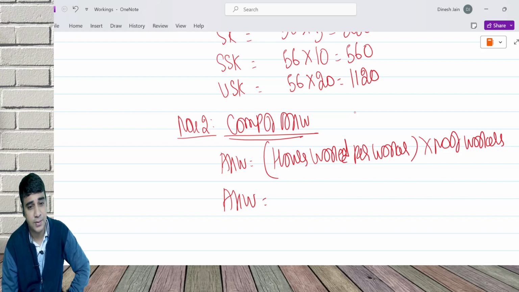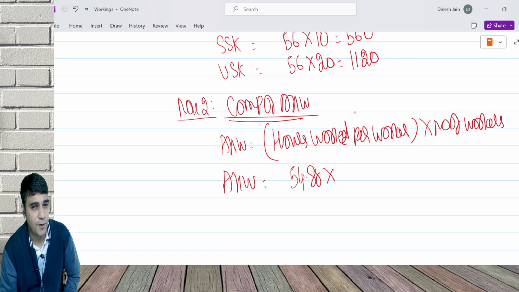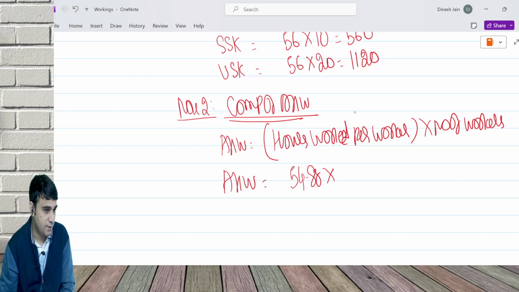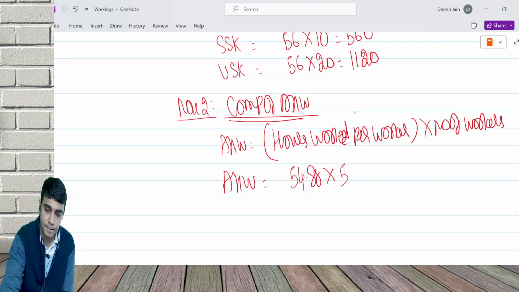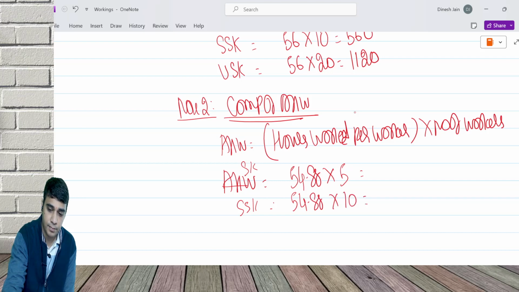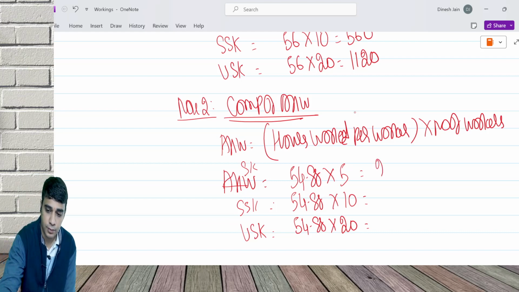How much is the idle time they mentioned? 56 minus 2% is how much? 54.88. It is possible that you work for 54.88, but payment for a random number like that is difficult. That is why we assume 56 to be the hours paid. In that we are subtracting 2%, into 5, into 10. 54.88 into 5, how much? 274.4.